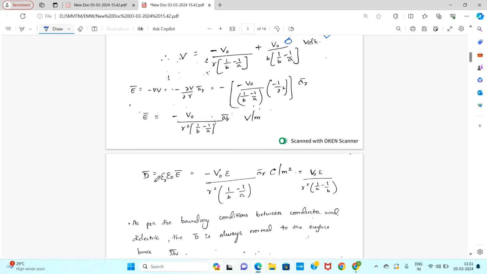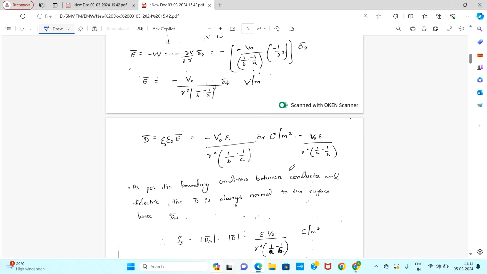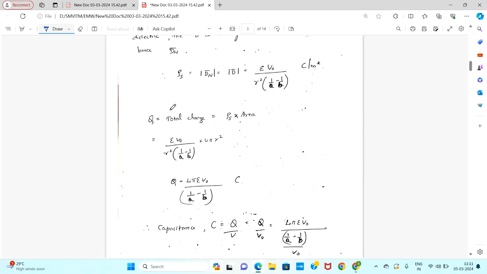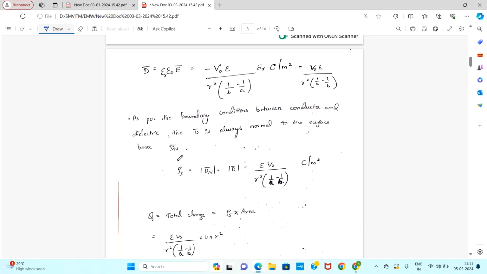And once you know E, you can calculate D, which is epsilon into E. And here they've not mentioned if it is free space or not, so keep the epsilon as it is. Okay. So till here you have done this even in the previous problems. Now the next thing, since you're supposed to find capacitance, capacitance is charge by the potential. So I need to know what is charge. Charge is calculated as rho s into area, surface charge density into area. So I need to know what is surface charge density. And surface charge density according to the boundary condition is the same as the magnitude of flux density.